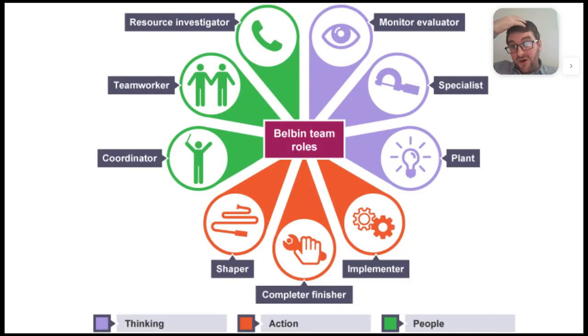So this is just a nice image from Belbin of all 9 roles grouped by category: thinking, action, people.